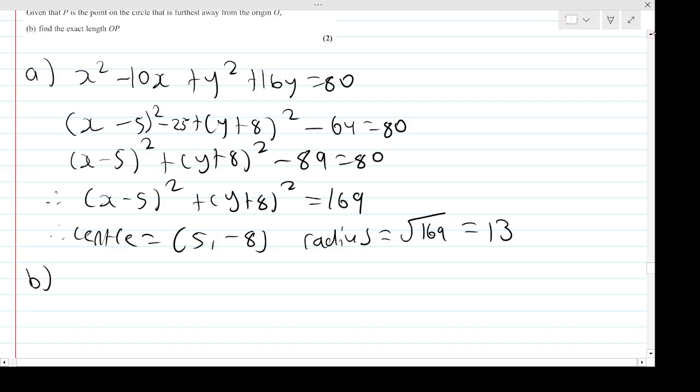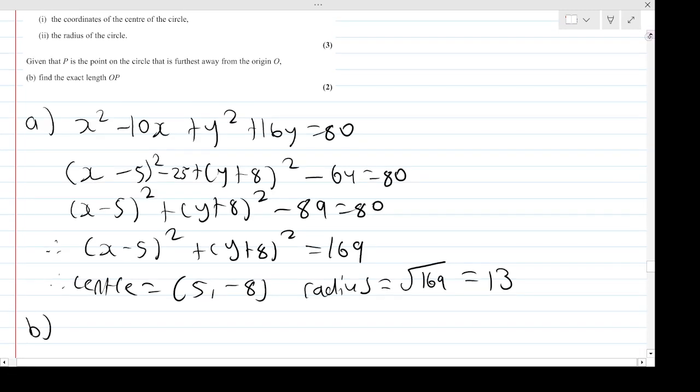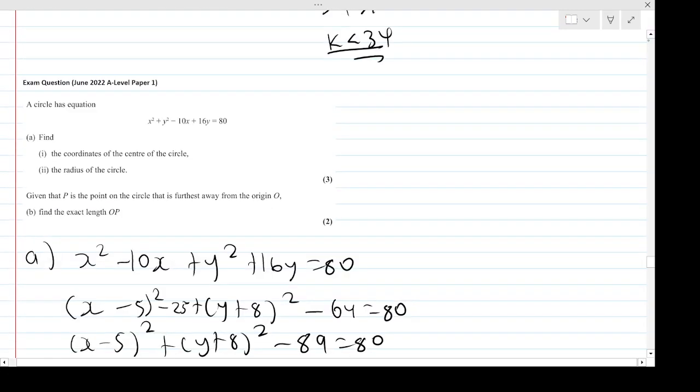Again, a geometric sort of issue here. Given that P is the point on the circle that is furthest away from the origin O, find the exact length OP. Again, we should sketch this. It will help us massively. So again, let's plot the circle again, say here.